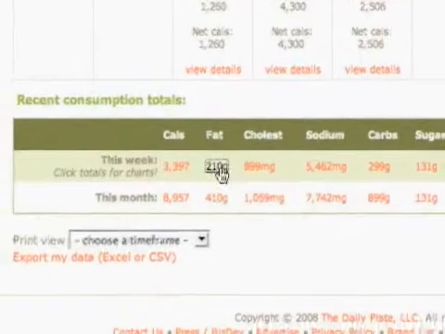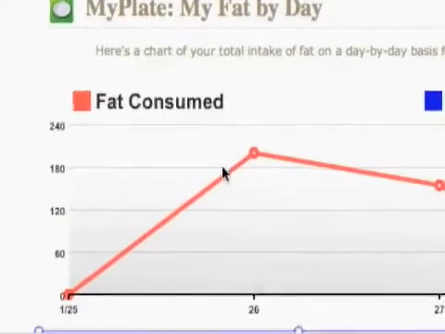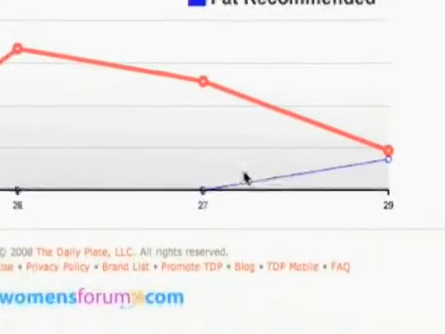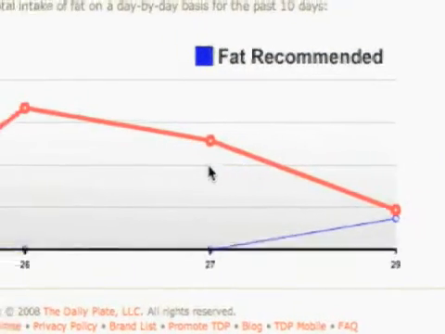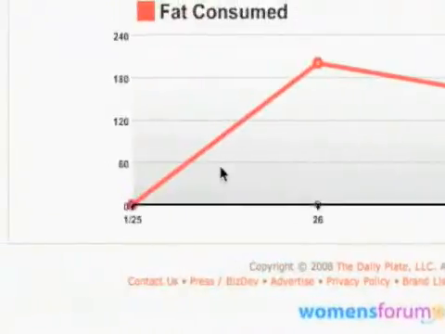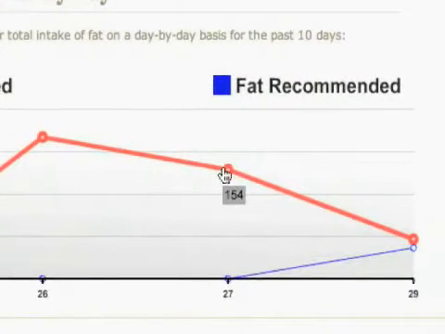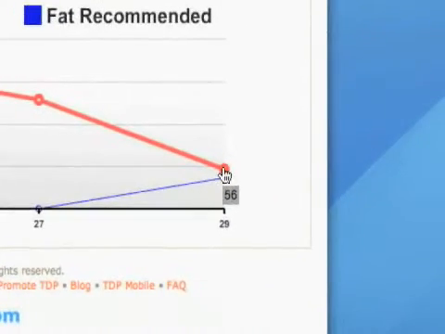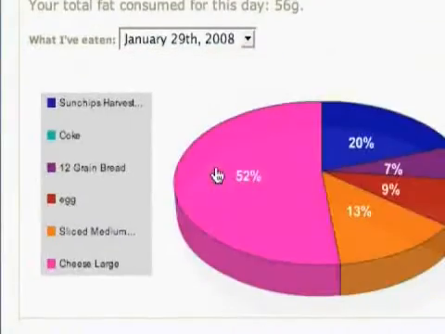Look at our fat. I see the recommended just went up based on the calorie goals I just recently set. But you can see how over time, there was a day where it was really high and a day where it was not so high. And again, you can just click on these dots to get a breakdown of what you ate on that day.